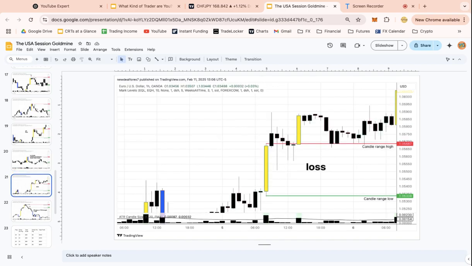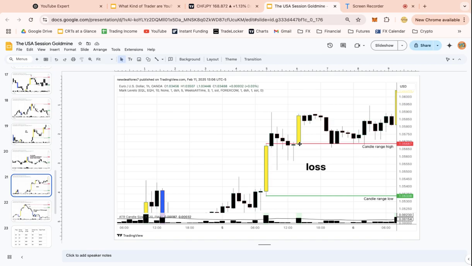All right, so this one here, I wanted to include a loss to show that this method is not 100%. We have our 8 a.m. candle here, money candle here because it didn't close that much outside of the range. You did get a little bit to the downside here at 10, but then as you can see, price spiked right back up outside of the range.